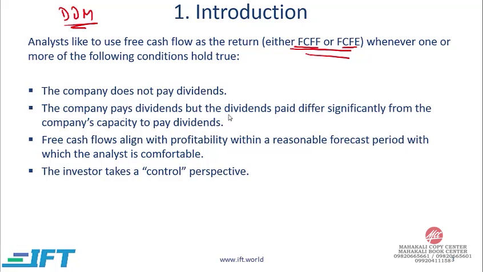There are companies which pay dividends, but the dividends paid are significantly different from the company's capacity to pay dividends. What that means is you might have a company like Microsoft, which has a substantial free cash flow to equity, but the dividend number is very small. So it doesn't make sense to use dividends to value Microsoft. Another company might actually, at least in the short term, be paying dividends higher than might be indicated by the free cash flow. So in circumstances where the dividends and the free cash flow don't align, it makes more sense to use a free cash flow measure to value a firm.